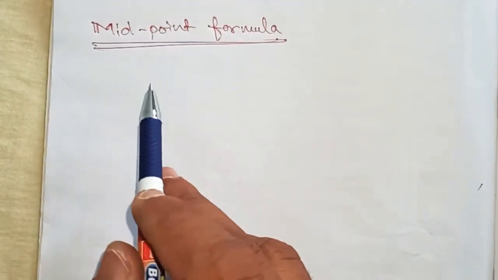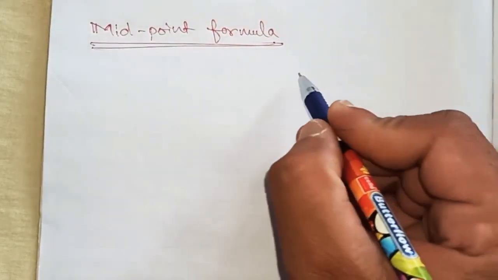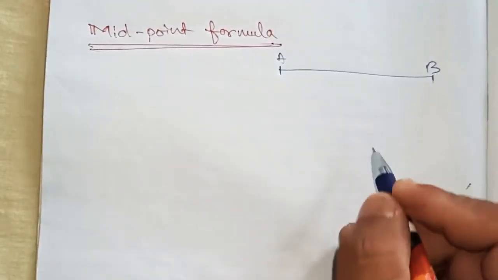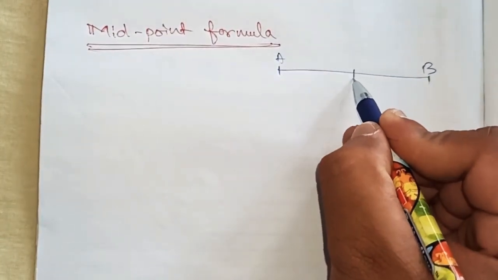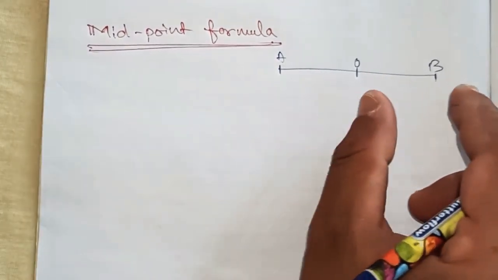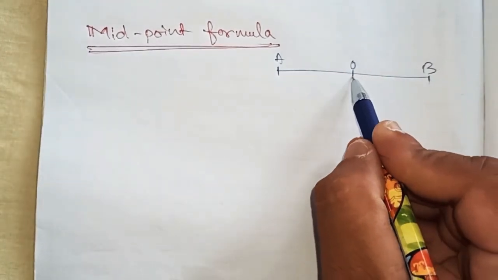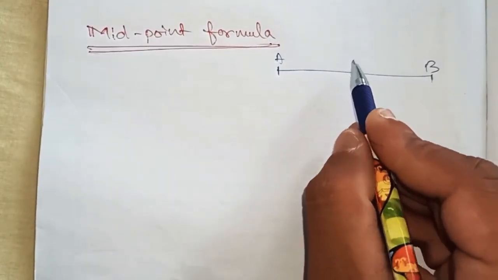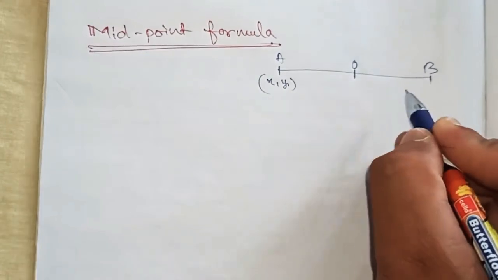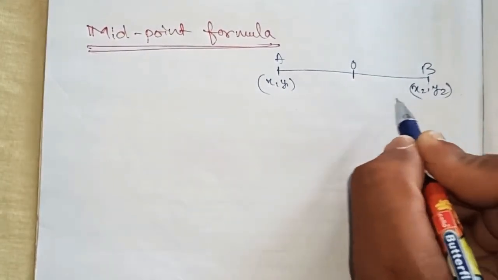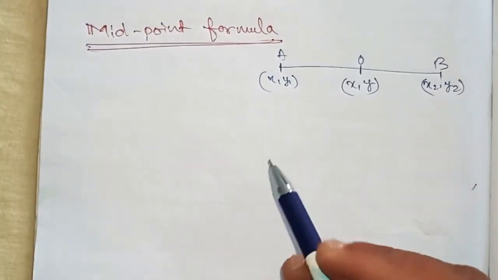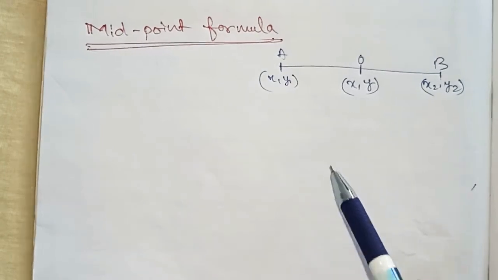Midpoint means the center of any line. Suppose a line is there, A and B, and it has been bisected equally, divided equally from the center. That means this part is equal to this part. So we can say that O is the midpoint of AB, or O is in the center of AB. The first coordinate will be taken as x1 y1, the last coordinate will be taken as x2 y2, and the midpoint will be taken as x and y. Always denote the coordinates in this way so that it will be easier to solve.